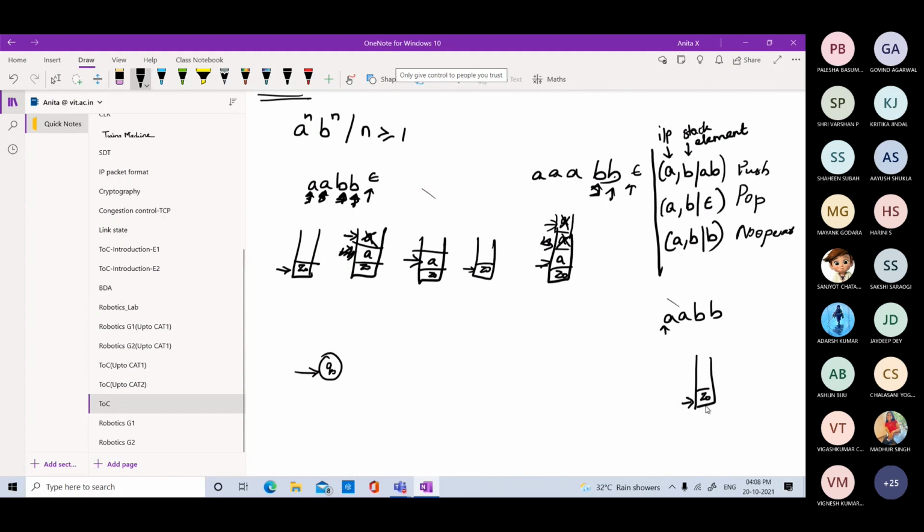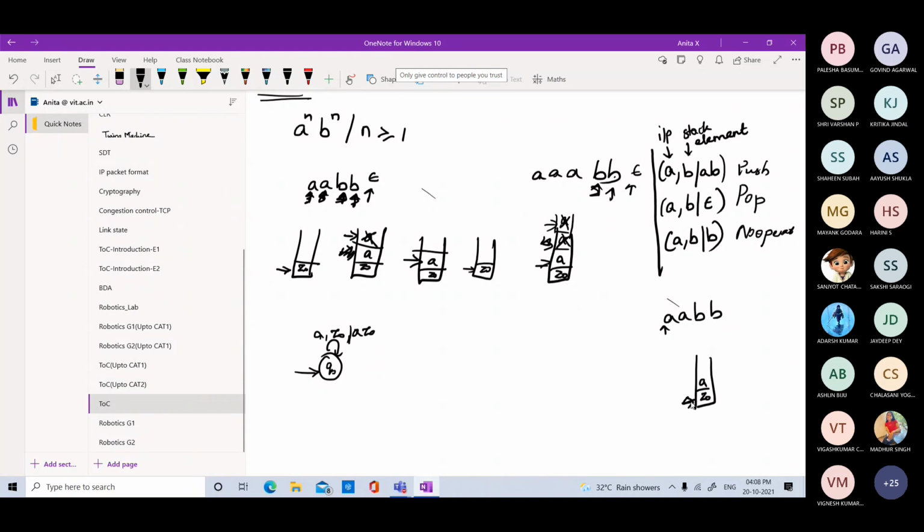What should I do? Push A. Yes, push A. So for all A's, I should be in the same state. So A, Z naught, perform push operation. Let me be in the same state Q naught. After A's, I should have B, so only if I come across B, I'll move on to another state. Till that point, I'll be in the same state Q naught.